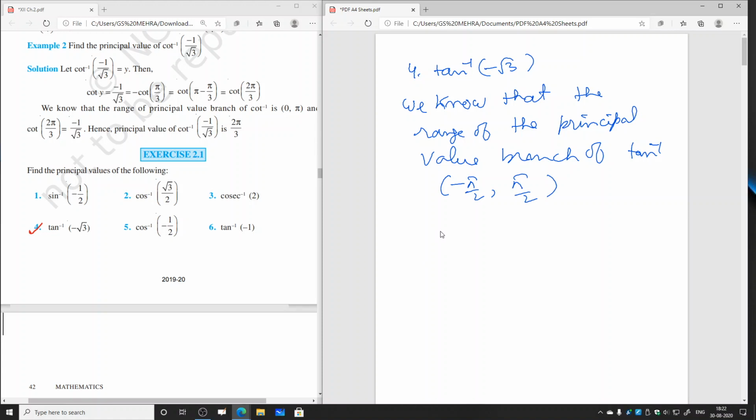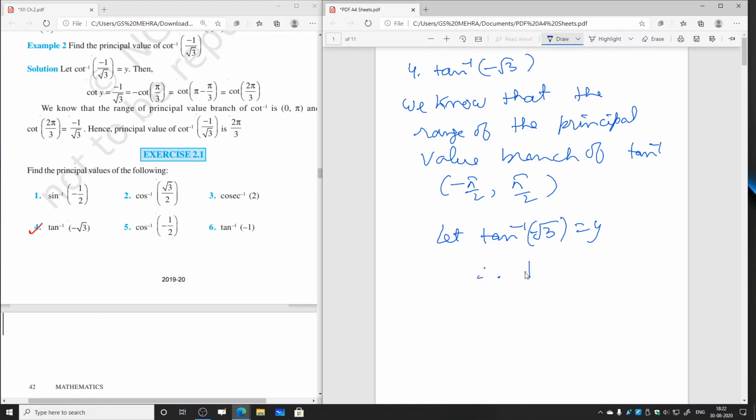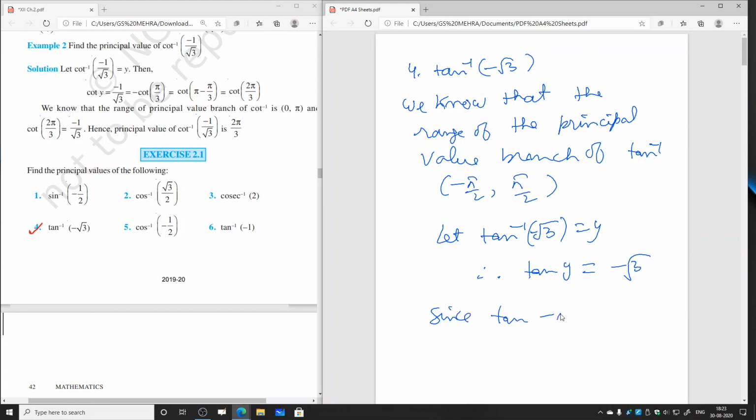So let tan inverse minus root 3 equal to y. Therefore, we get tan y equal to minus root 3, and we know that the value of tan minus pi by 3 is equal to minus root 3. Since tan minus pi by 3 is equal to minus root 3, and also minus pi by 3 belongs to the open interval minus pi by 2 to pi by 2.